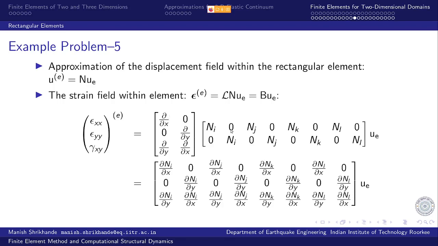So once we carry out these differentiations, we have these derivatives of the interpolation functions, and this is what we refer to as matrix B, the strain displacement matrix. It relates the nodal displacements to the strain field within the element. So B is the strain displacement matrix that relates nodal displacements to the strain field within the element.